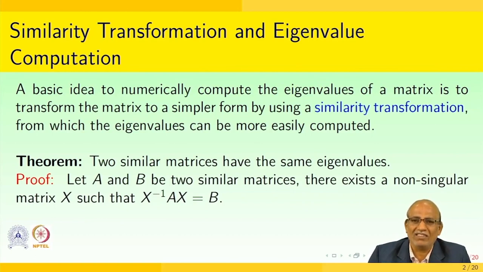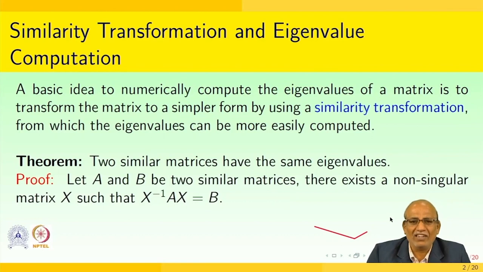Theorem: two similar matrices have the same eigenvalues. By using elementary operations, you do get the eigenvalues. This eigenvalue computation is very important in many realistic applications. Now, when do you say that two matrices are similar? When one matrix can be obtained from the other by a series of elementary row operations, then the matrices are similar.